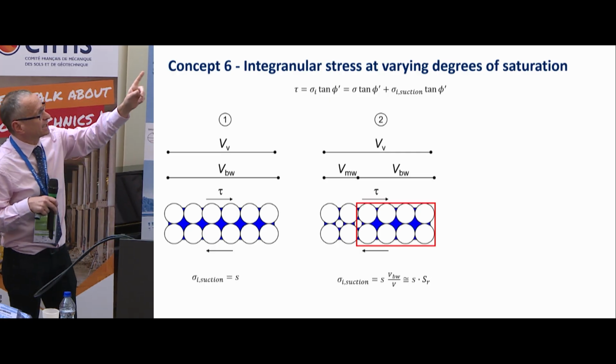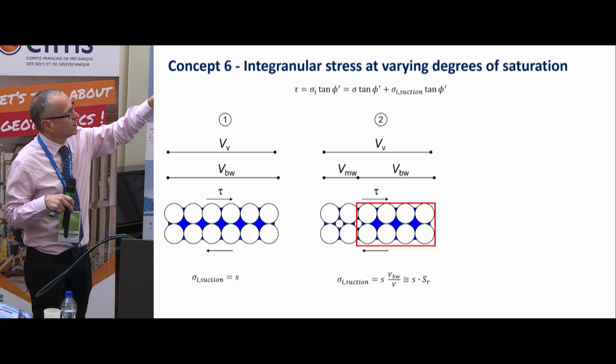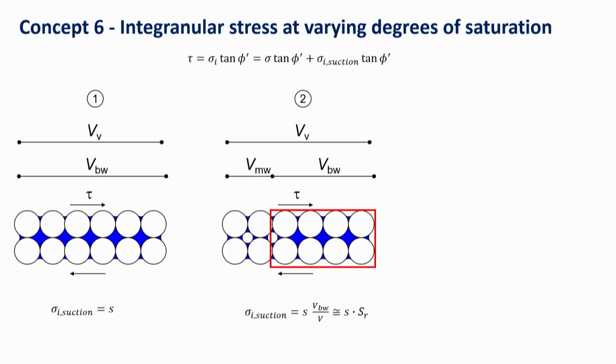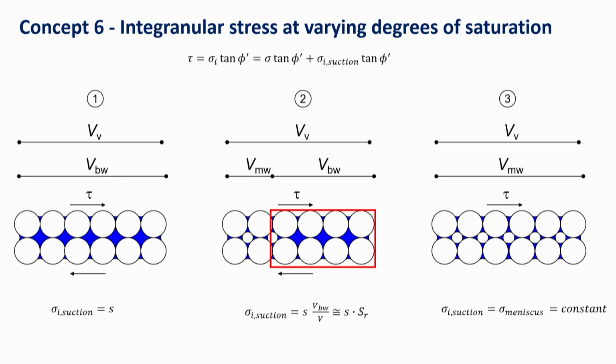When you are here, you have the intergranular stress that is actually associated with the meniscus water and the bulk water. But at relatively high degrees of saturation, the component of the bulk water is dominating the one on the meniscus. So as a first approximation, we can say that the intergranular stress associated with suction is only due to the bulk water, which means suction multiplied by the fraction of the volume occupied by the bulk water divided by the total volume of the pores. And this is roughly equal to the degree of saturation. So suction times degree of saturation. Then you are entering that stage here.